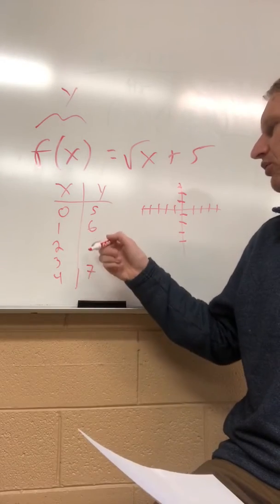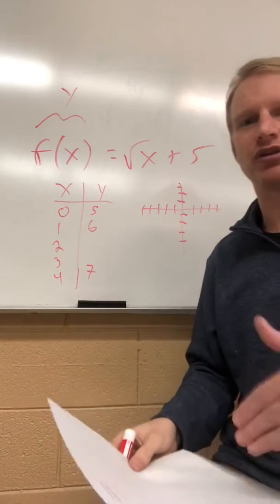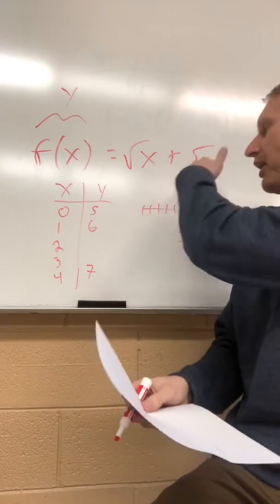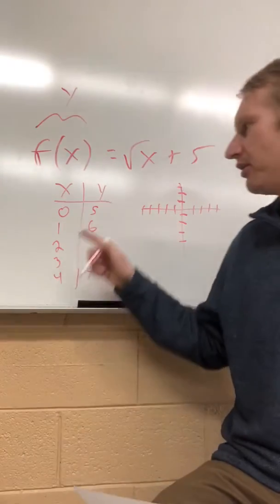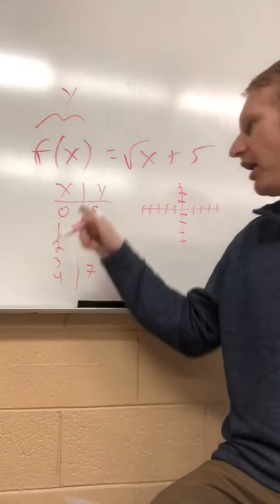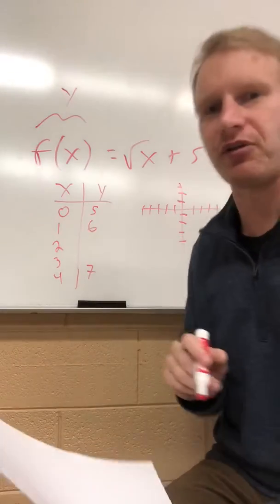You can just use your calculator, punch in the square root of 2, and then add 5, square root of 3, and then add 5. But since I don't have my calculator with me, I'm just going to leave those blank. And I'm going to plot these points and see what the graph looks like.